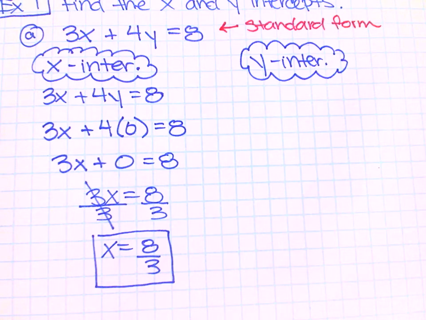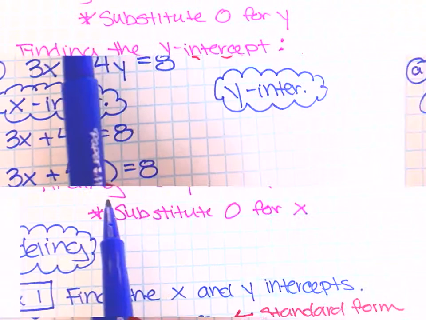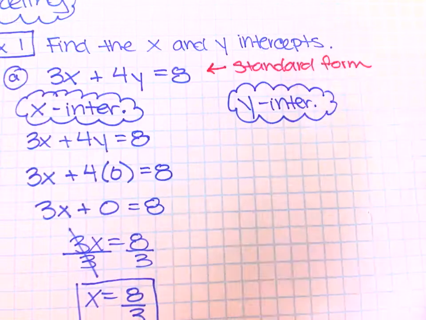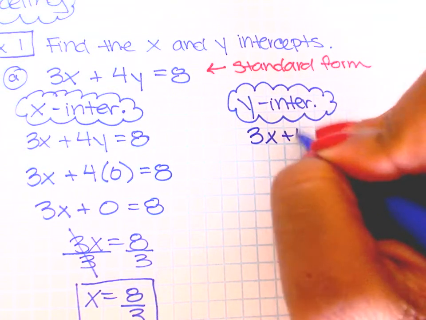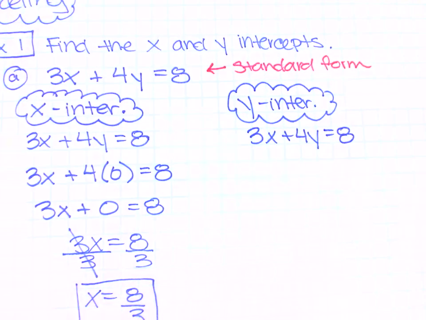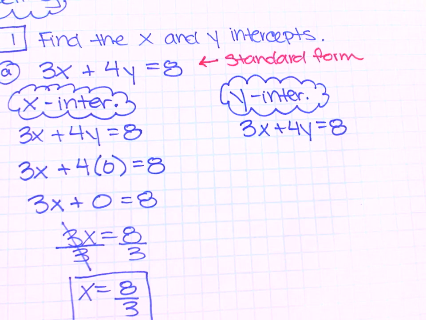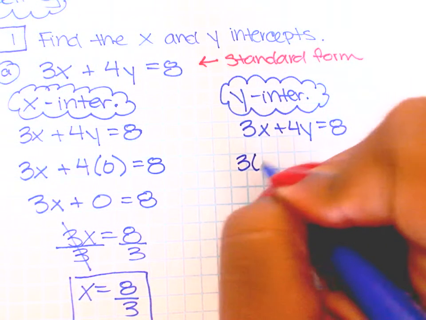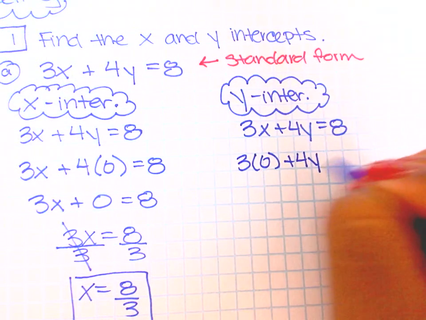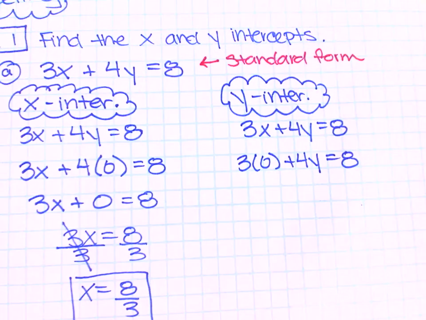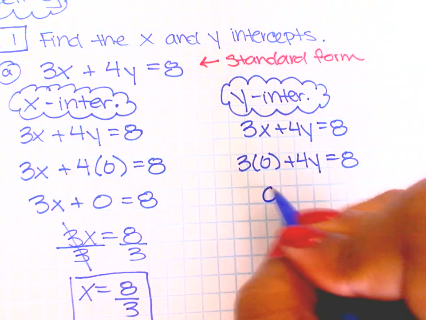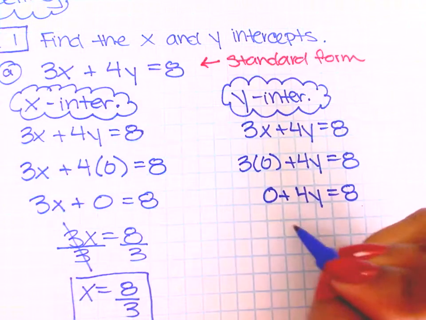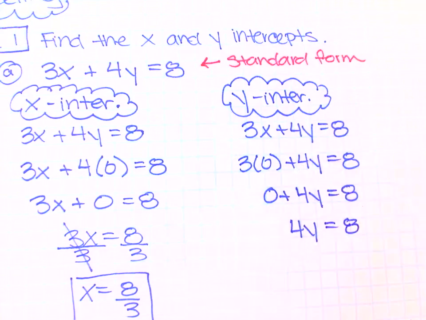So when I look back at my language of the discipline, it tells me to find the y-intercept, I need to substitute 0 for x. Easy. I can do that. So I'm going to write the problem down first. 3x plus 4y equals 8. Now it tells me I need to substitute 0 for x. 3 times 0 plus 4y equals 8. 3 times 0 is 0 plus 4y equals 8. Which means it's just 4y equals 8.